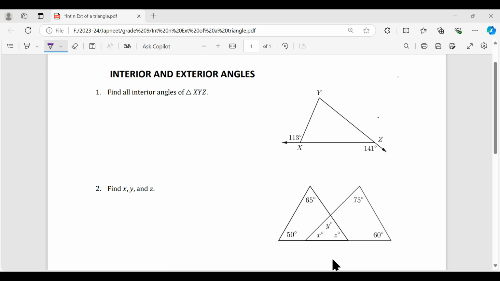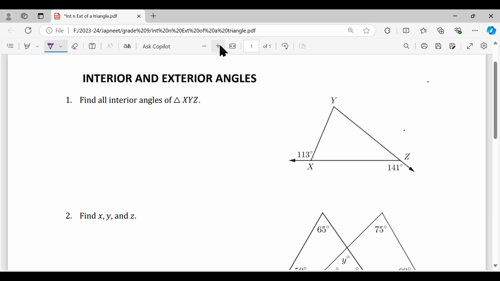In today's class, we will do a few questions based on interior and exterior angles. So let's see. Find all interior angles of triangle XYZ. So let's see what is given in triangle XYZ.